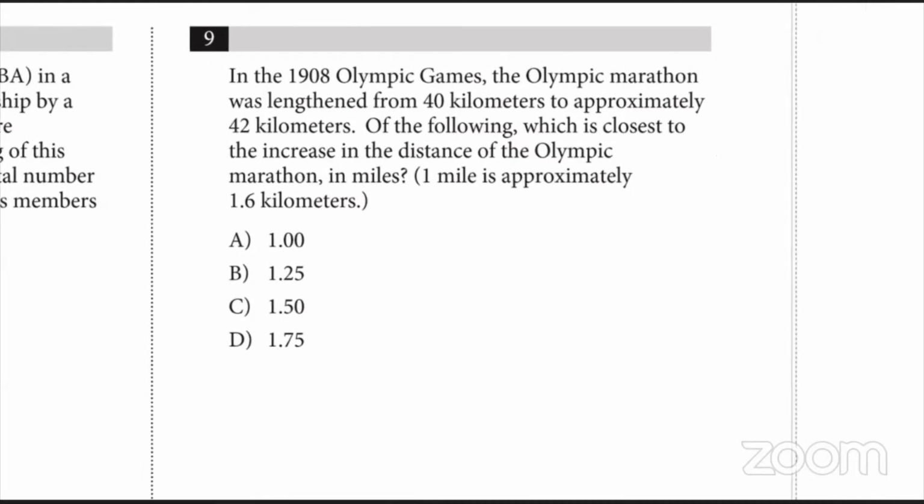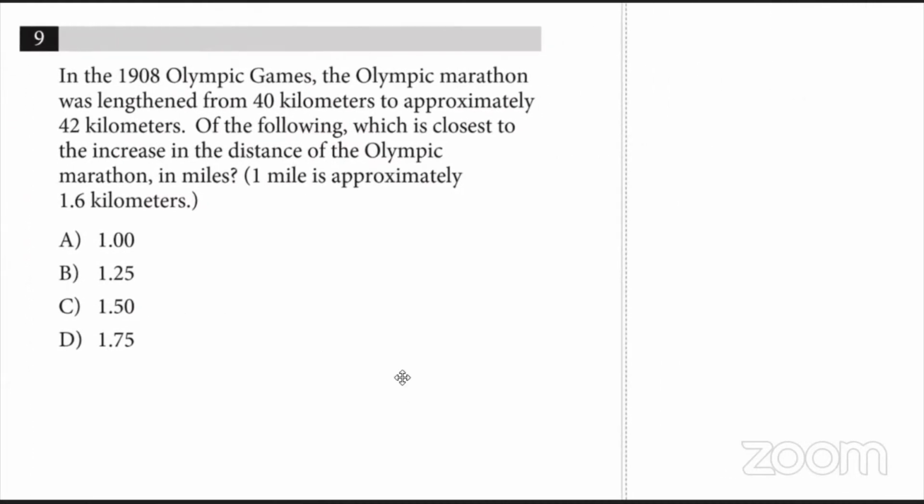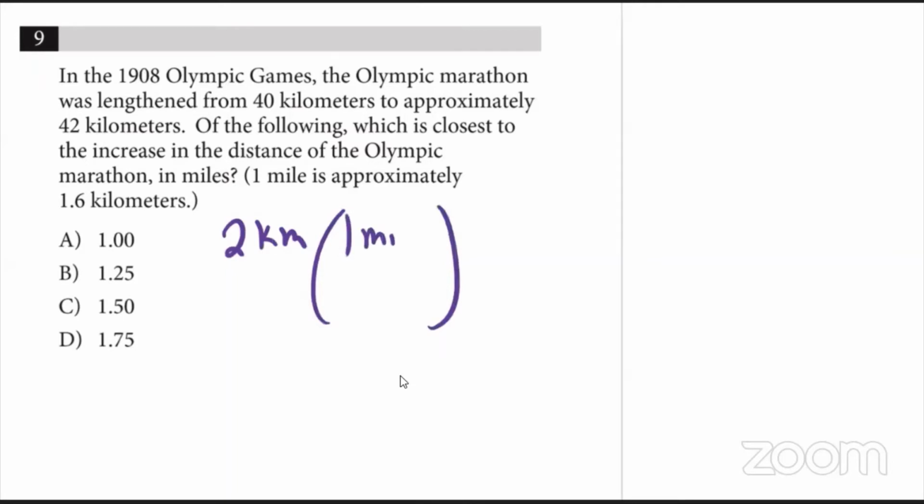In the 1908 Olympic Games, the marathon was lengthened from 40 to 42 kilometers. What's closest to the increase in miles? So what was the increase in kilometers? It was just 2 kilometers. And then the question tells us that one mile is 1.6 kilometers. So 1 mile is 1.6 kilometers. And so classic unit conversions that we see a lot of, you have kilometers on the top, kilometers on the bottom. They cancel just like a variable.